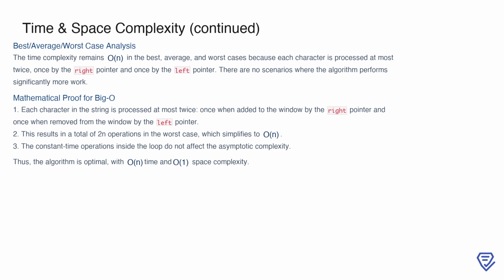To confirm this mathematically, we can see that the algorithm's work is directly proportional to the size of the input, and no additional factors cause it to deviate from linear time. This consistency across all cases makes the algorithm optimal, with time complexity of n and space complexity of 1.